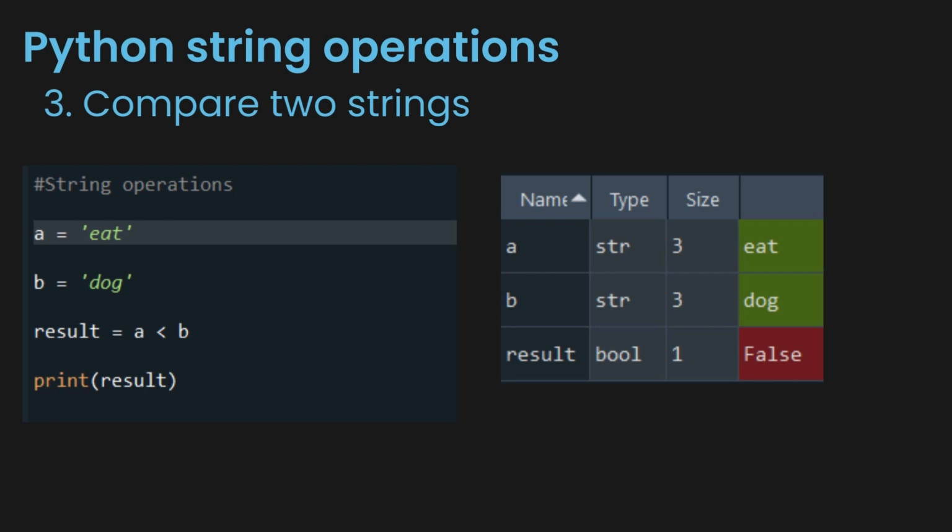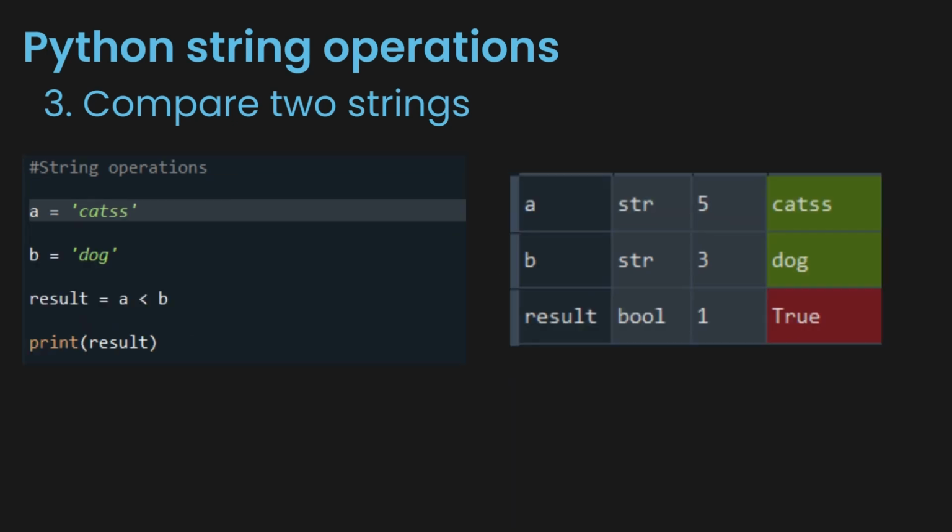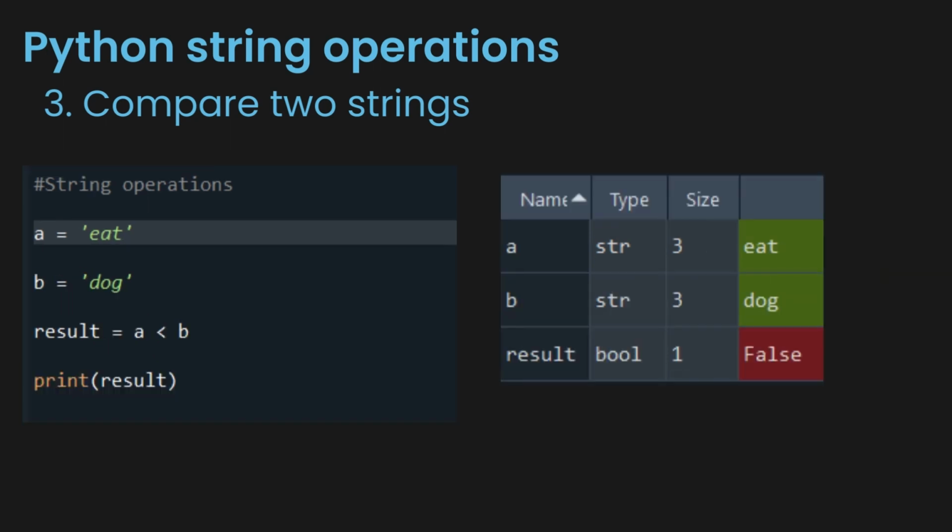Now, if you go back and ask me, why is the result True when the number of letters in a is more than b? That's because after the first iteration, where C is less than D, the rest of the letters are not taken into consideration. And this is only for string operations.